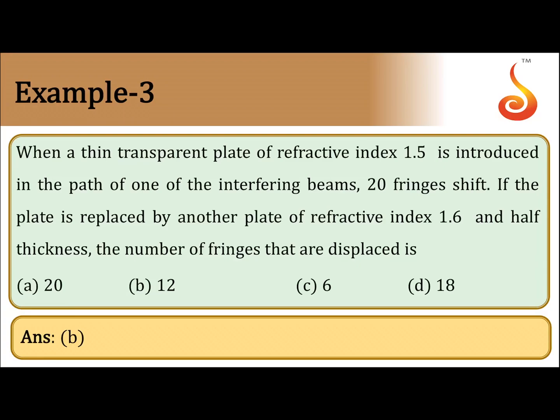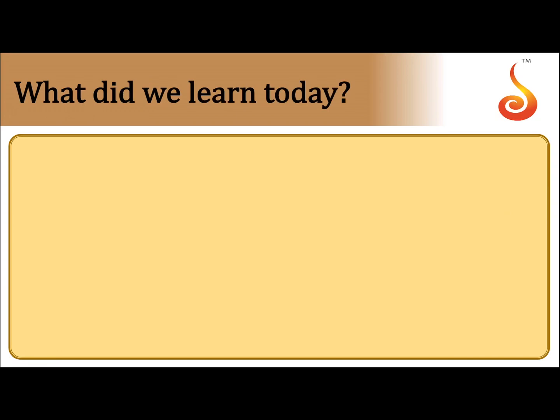So the number of fringes that get shifted when we introduce a transparent medium is given by n is equal to (mu minus 1) into t by lambda. So here, when we introduce a material of refractive index 1.5, the number of fringes that get shifted is 20. So this is going to be 20 is equal to (mu minus 1) into t by lambda.